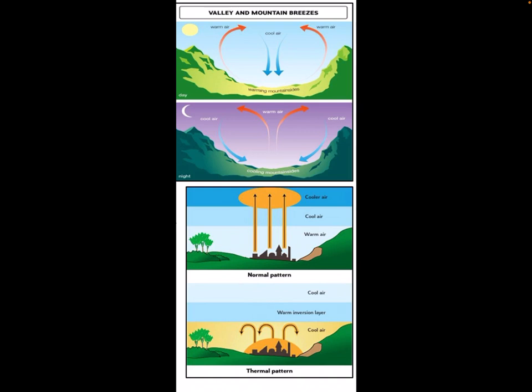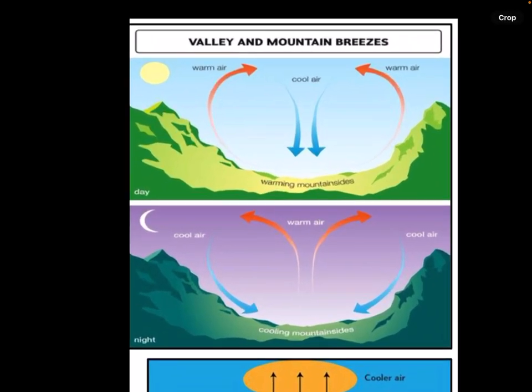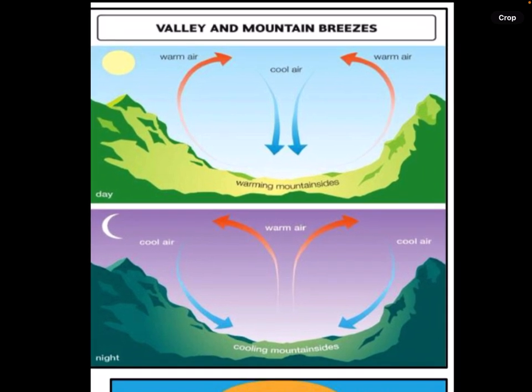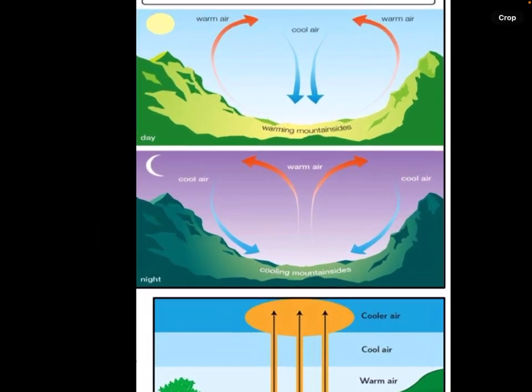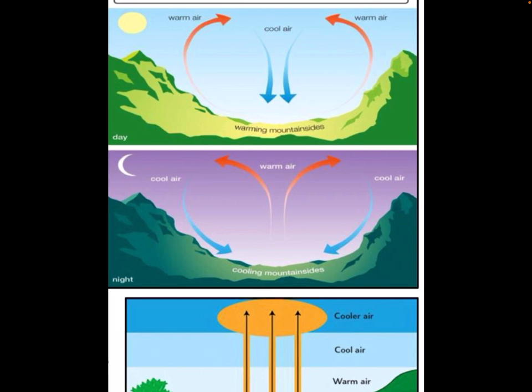Let's start with the types of temperature inversion. Majorly there are three types of temperature inversion. The first is mountain valley temperature inversion, which we can see here. This is the image of mountain valley temperature inversion. The second type is called frontal inversion, and the third type is winter inversion.